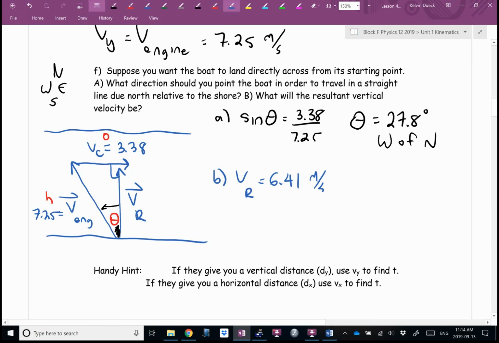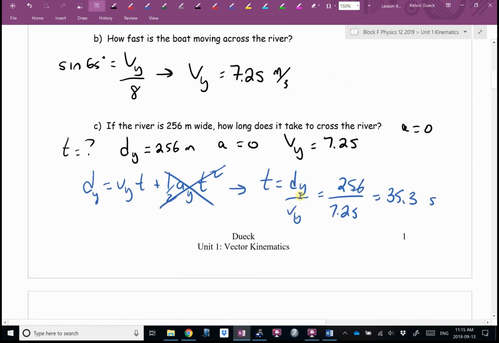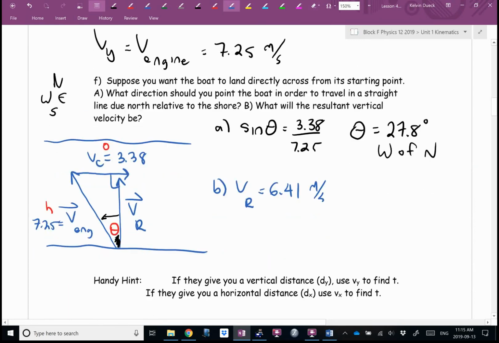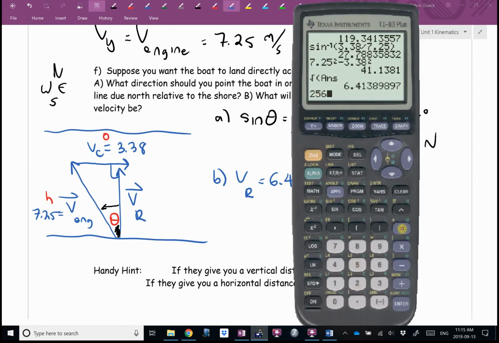A good follow-up would also be using this method where you end up going straight across. How long will it take you to get across the river? Well, we can use this same method here, except this time Vy is not going to be 7.25. This is the Vy as well as the Vr. It's going to be 6.41. So 256 divided by... instead of 35 point whatever, it'll take 39.9 seconds. A little longer, but you're going to save yourself a 119-meter walk.